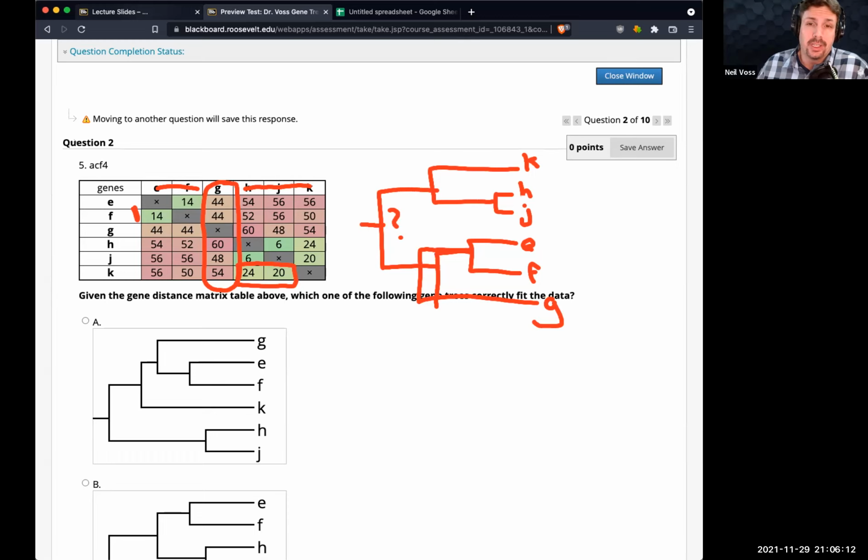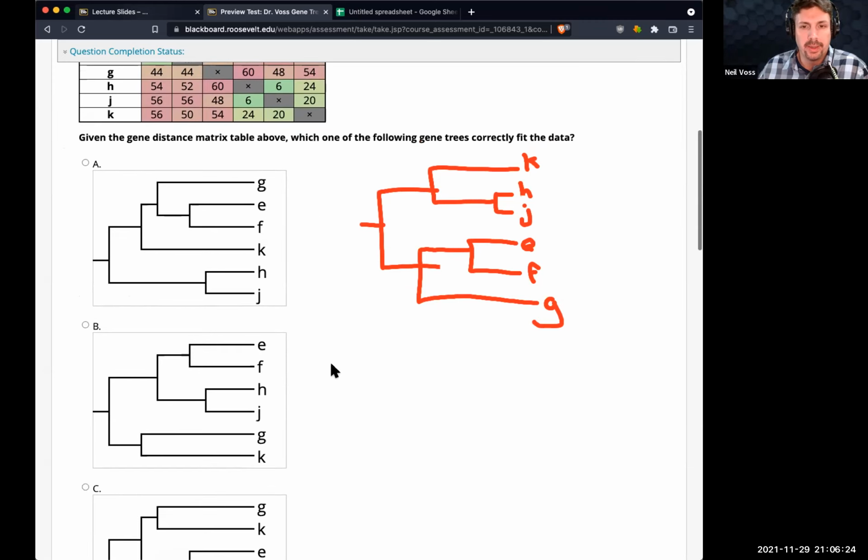This is me using a lot of heuristics. I don't know how helpful that is. But that would be our answer. Let's see if any match. H and J are kind of separated. I guess it's a possibility.